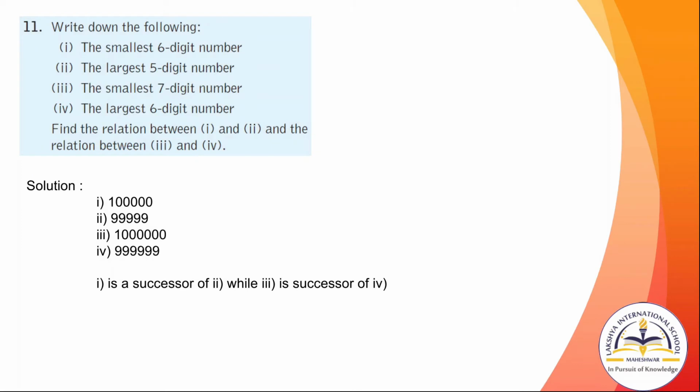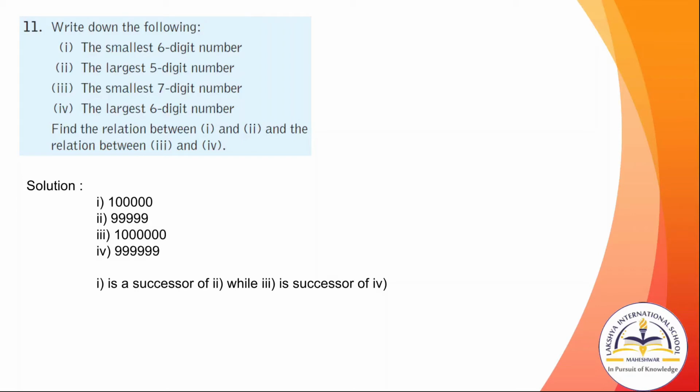Question number 11: write down the following. First, the smallest 6-digit number. So what is the smallest 6-digit number? That is 1 lakh. Now the largest 5-digit number, that is 99,999. Now the smallest 7-digit number, and the largest 6-digit number is given here.